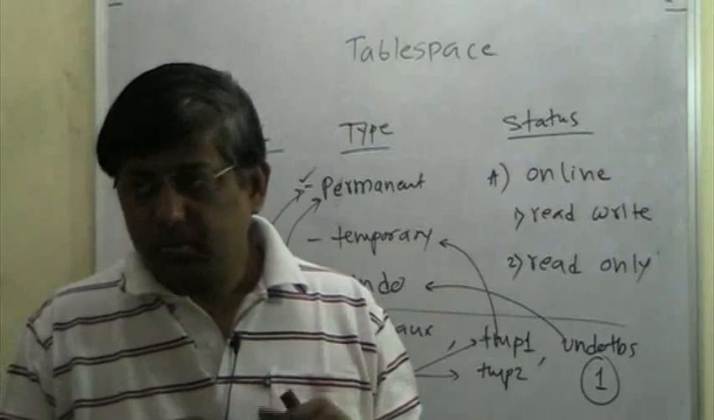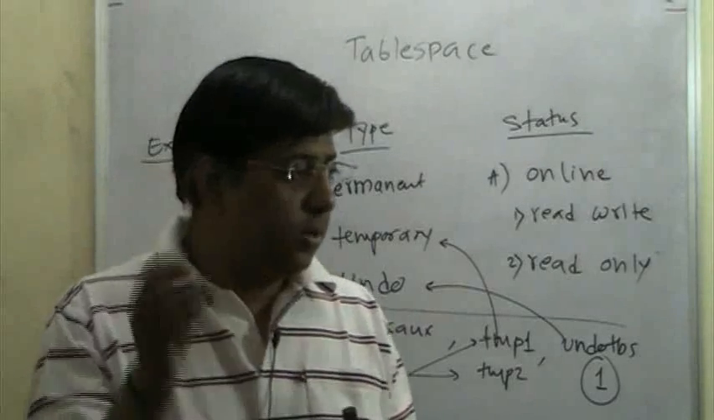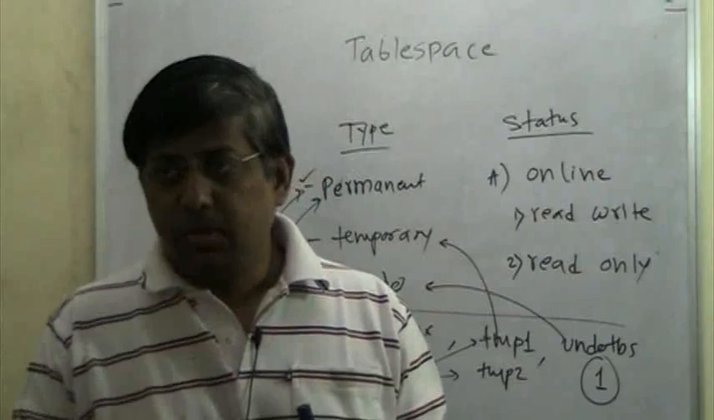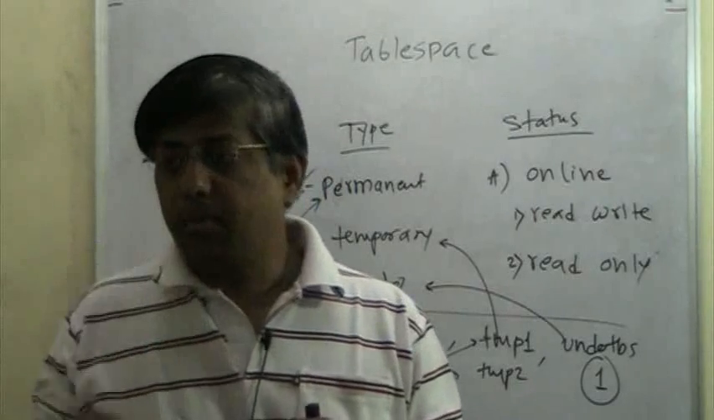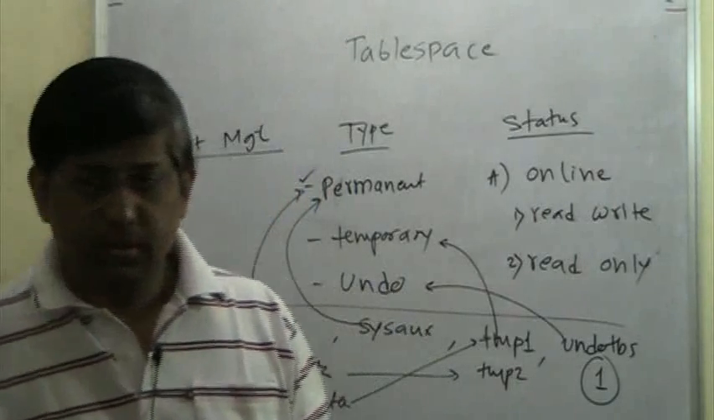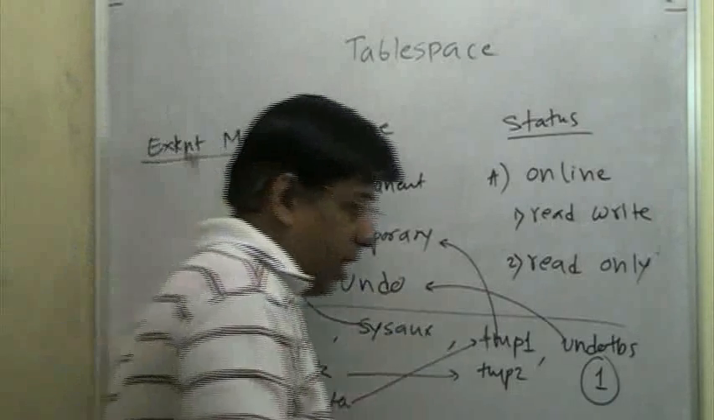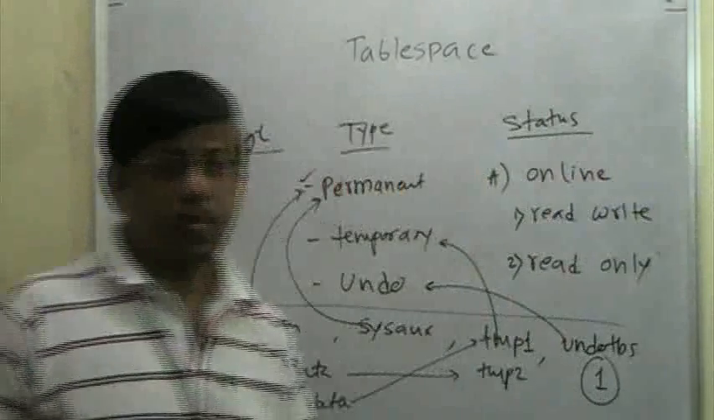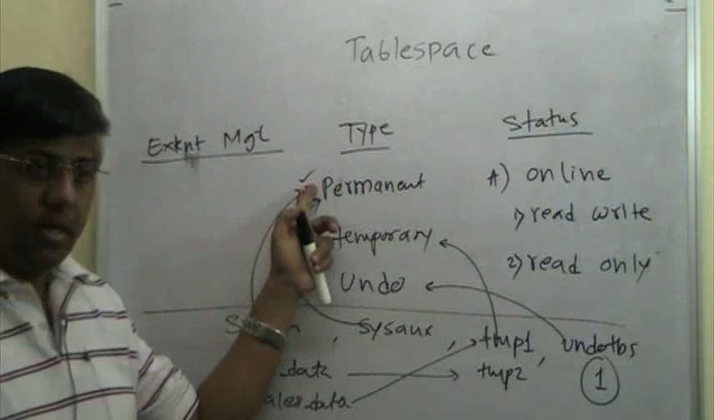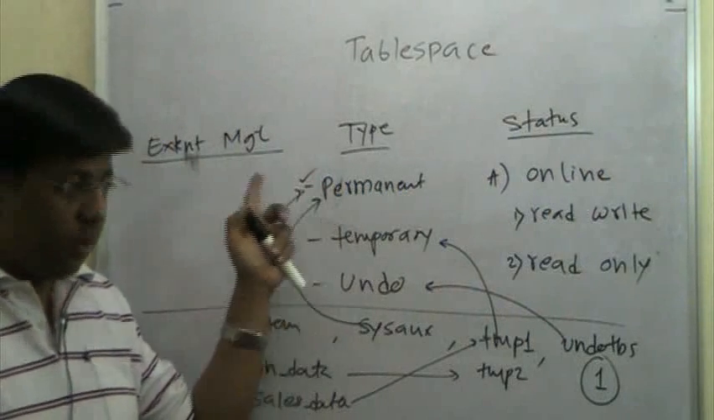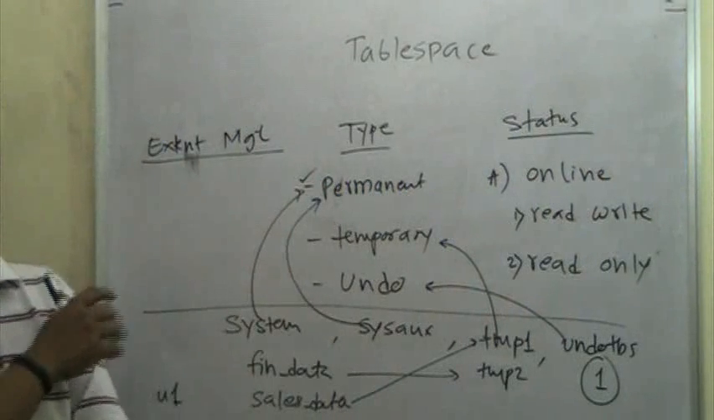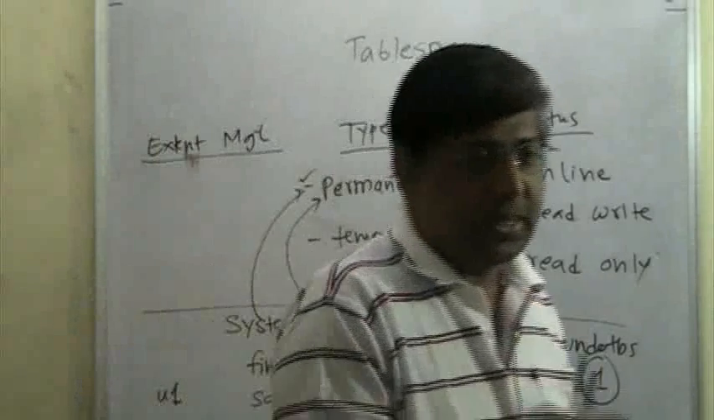Only one. And whatever information you keep in undo will remain there unless and until you type a command, commit or rollback. No other things. So when we create any tablespace, by default it is permanent. Can we alter it to temporary? Altering it to temporary is not done. You create a tablespace as a temporary tablespace.